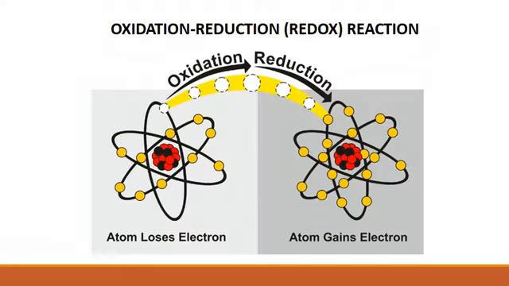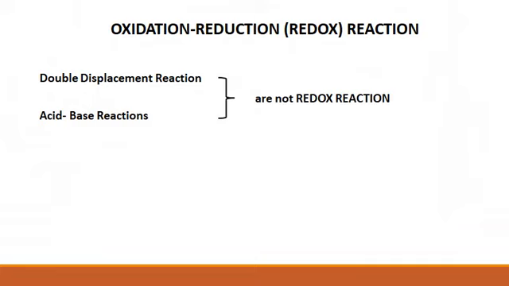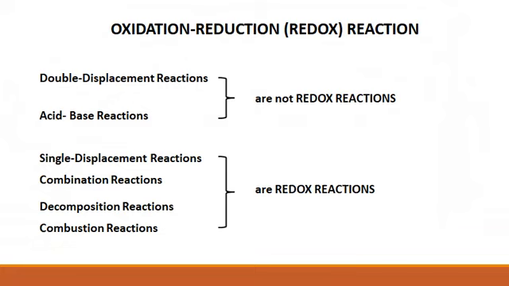In general, all chemical reactions can be assigned to one of two classes. In oxidation-reduction or redox reactions, electrons are transferred from one reacting species to another. In all other reactions, no electron transfer occurs. For example, double replacement reactions and acid-base reactions are not redox reactions. Many single replacement reactions, combination reactions, decomposition reactions, and combustion reactions, however, are redox reactions.